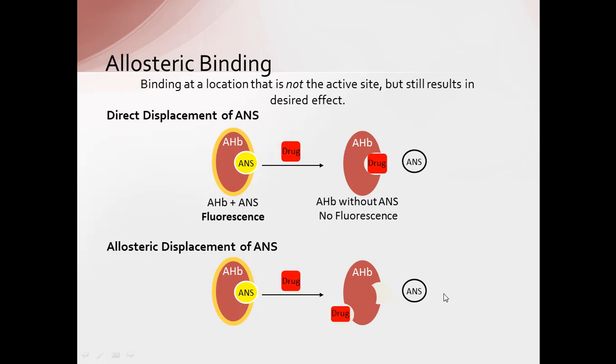And it's very difficult to tell whether or not this is taking place in our assay, right? We can't go in and directly see how the drug is binding. But when we do kick out ANS, it is a good indicator that we are binding to that active site, but we can't rule out the possibility of this allosteric binding.